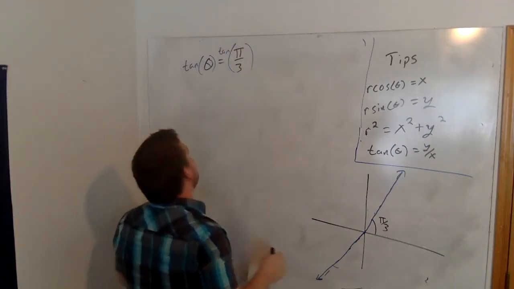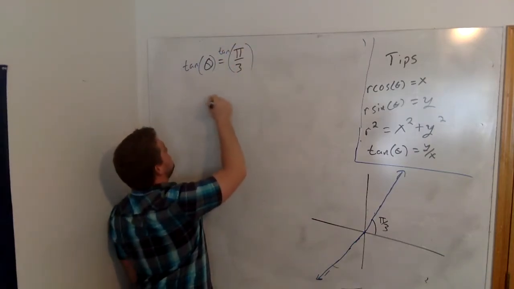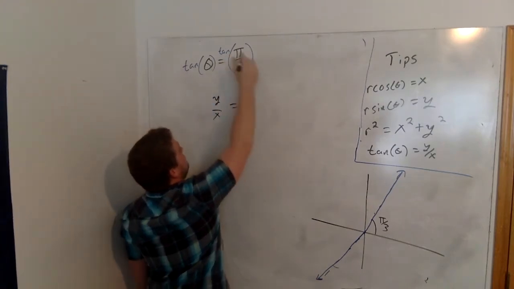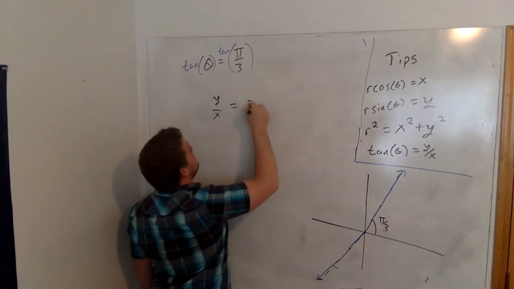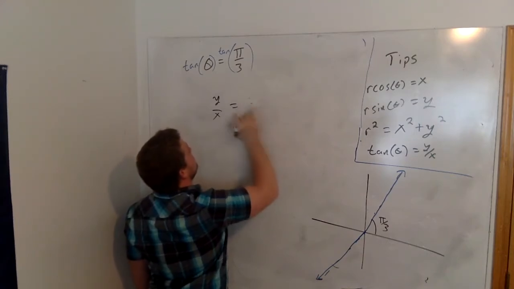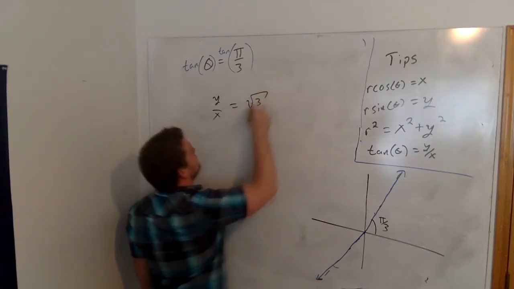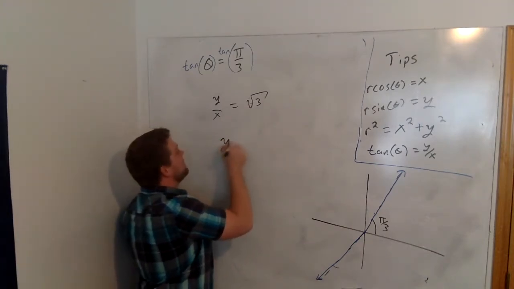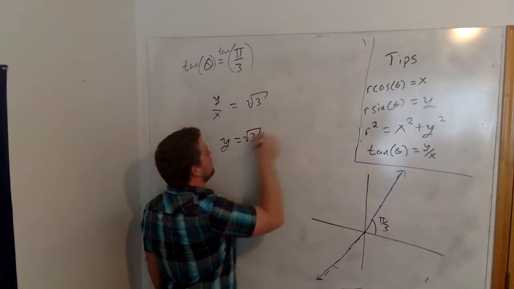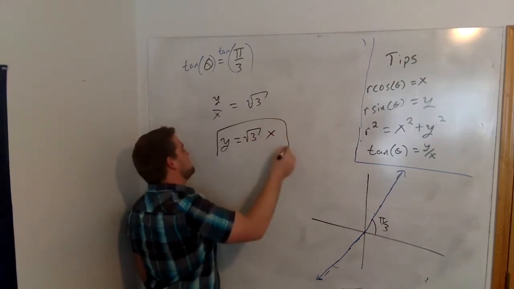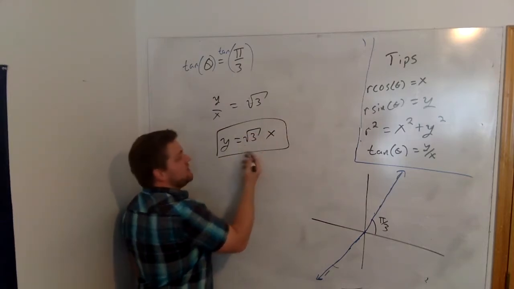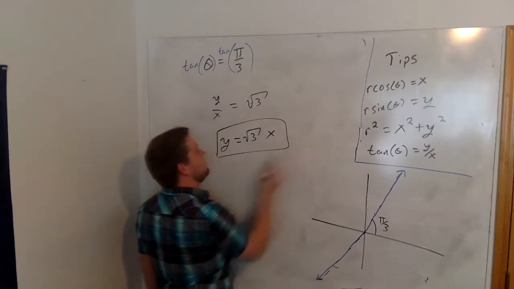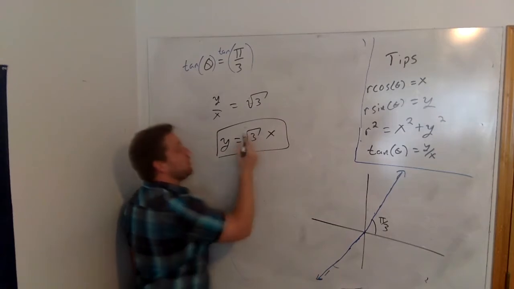Okay, so the tangent of theta is the same thing as y over x. And the tangent of pi over 3, I hope you believe, is root 3. Tangent of pi over 3 is the square root of 3. We can now multiply both sides by x, and we'll have that y is equal to the square root of 3 times x. This is the answer. This is the equation of a line. It has a y-intercept at 0, and the slope will be root 3.